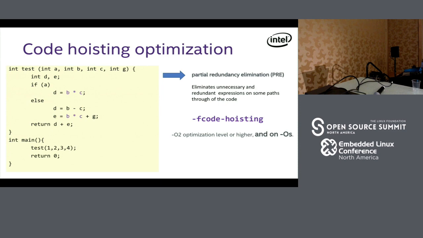Code hoisting optimizations. Partial redundancy elimination, PRE. This flag is going to check my code and tell me where I was very dumb and didn't realize that it could be better.